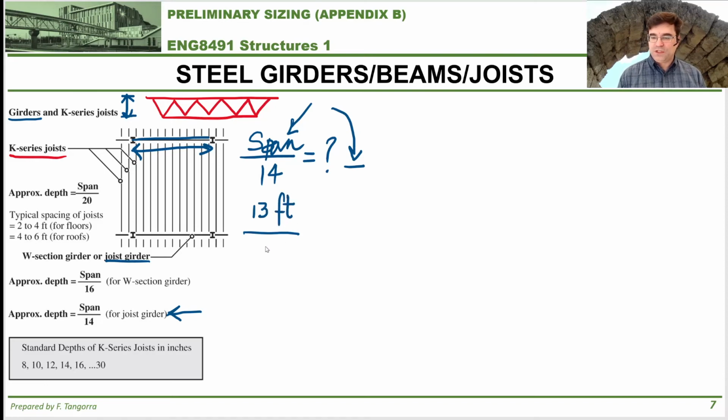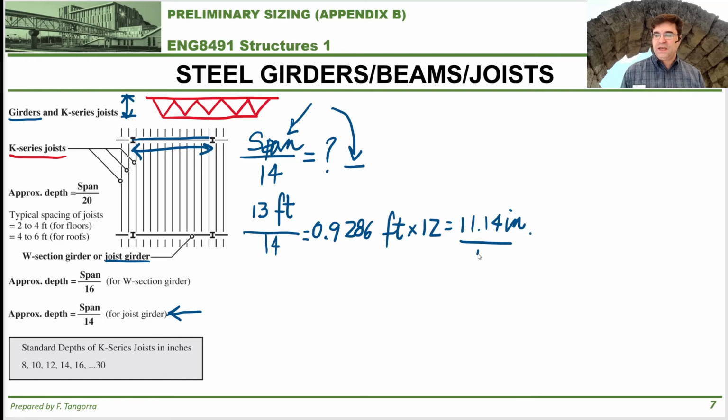Based on the rule of thumb, you're going to divide that by 14. And when you do that ratio, you get 0.9286 feet, right? Because it's the same units as the span. But when it comes to sizes of members in imperial units, typically inches are used. So you have to multiply this by 12 to get an answer in inches, which is 11.14 inches, like this.